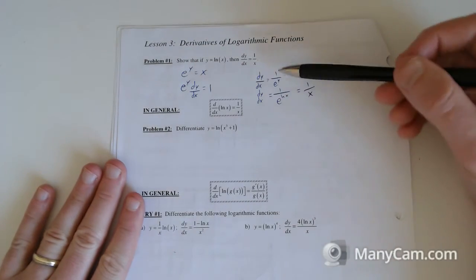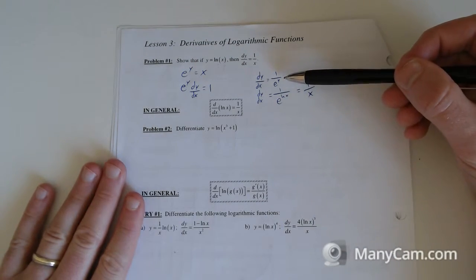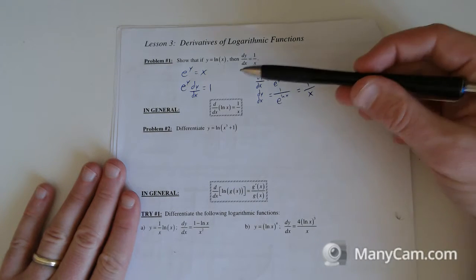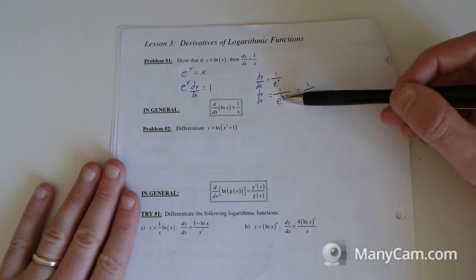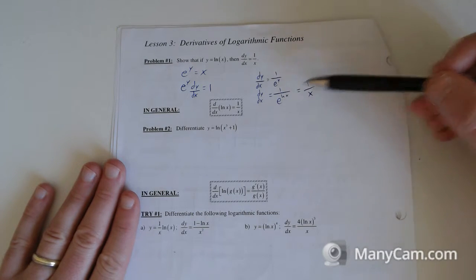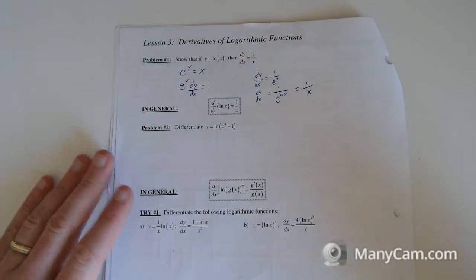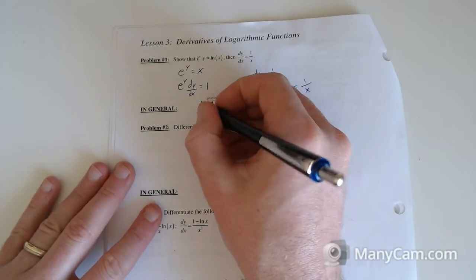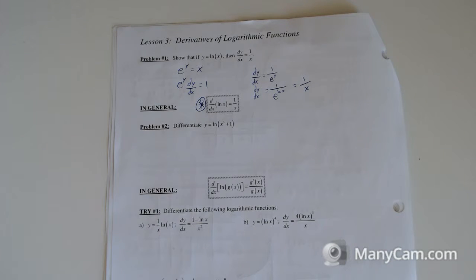And then you move the e to the y to the other side, 1 over e to the y, and then you replace y with the original function. So now it's e to the ln of x, and e to the ln cancels out, so it just becomes 1 over x, and there becomes our first and most important rule of this one. So in general, the derivative of any ln of x is just 1 over x. Okay, and then we can see how that works with things like the product rule and the chain rule.